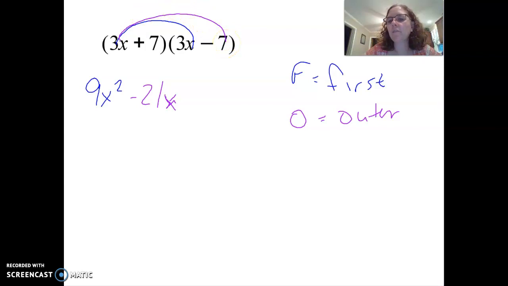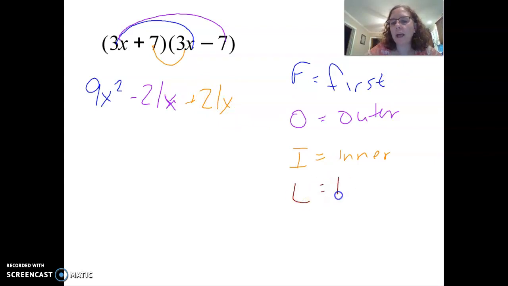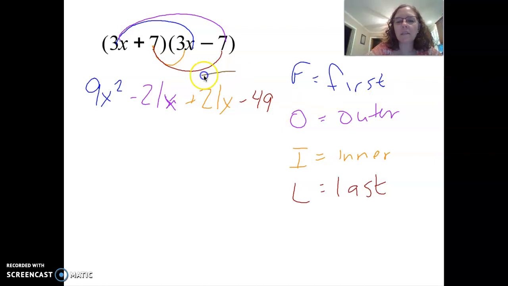So to finish out the FOIL, we're going to do the same thing with the 7. So I stands for inner. So I'm going to distribute the 7 right here. +7 times +3x, +21x. And then the last one, L for last. So I'm going to take that 7 and I'm going to distribute over here. +7 times -7, -49.